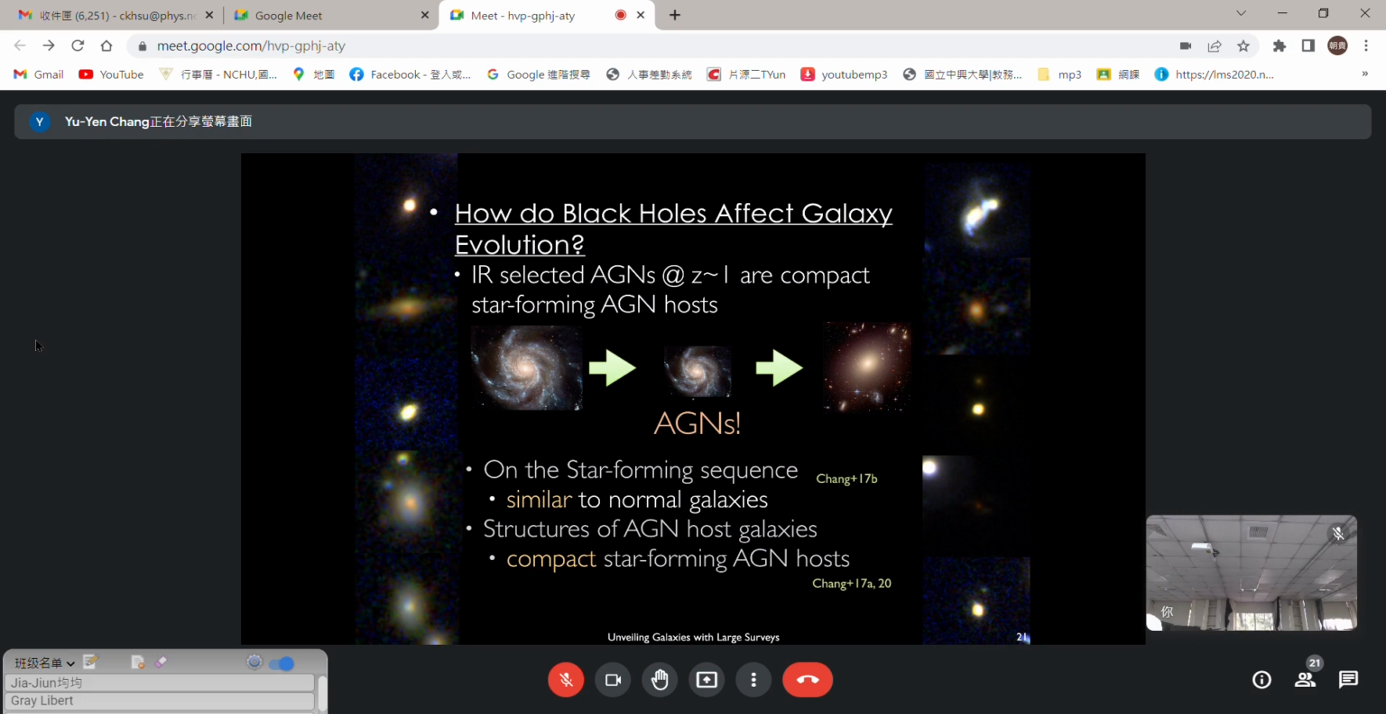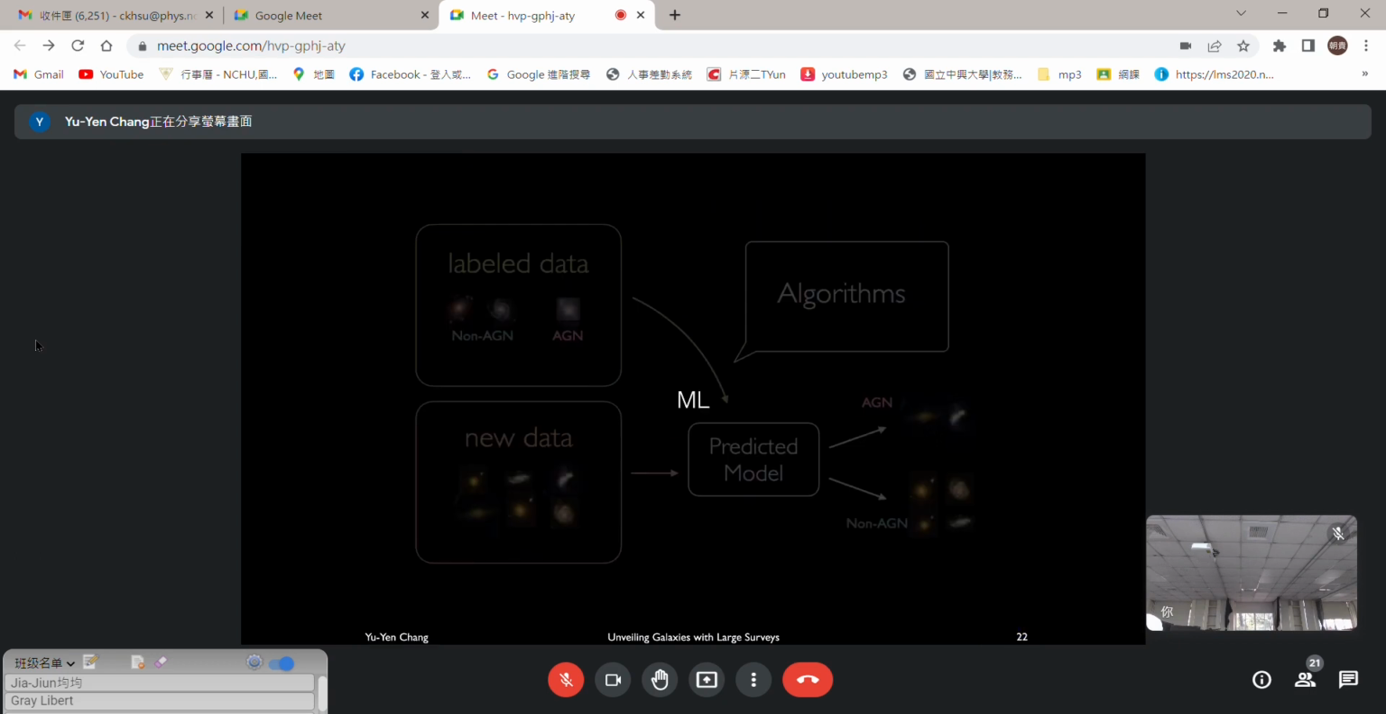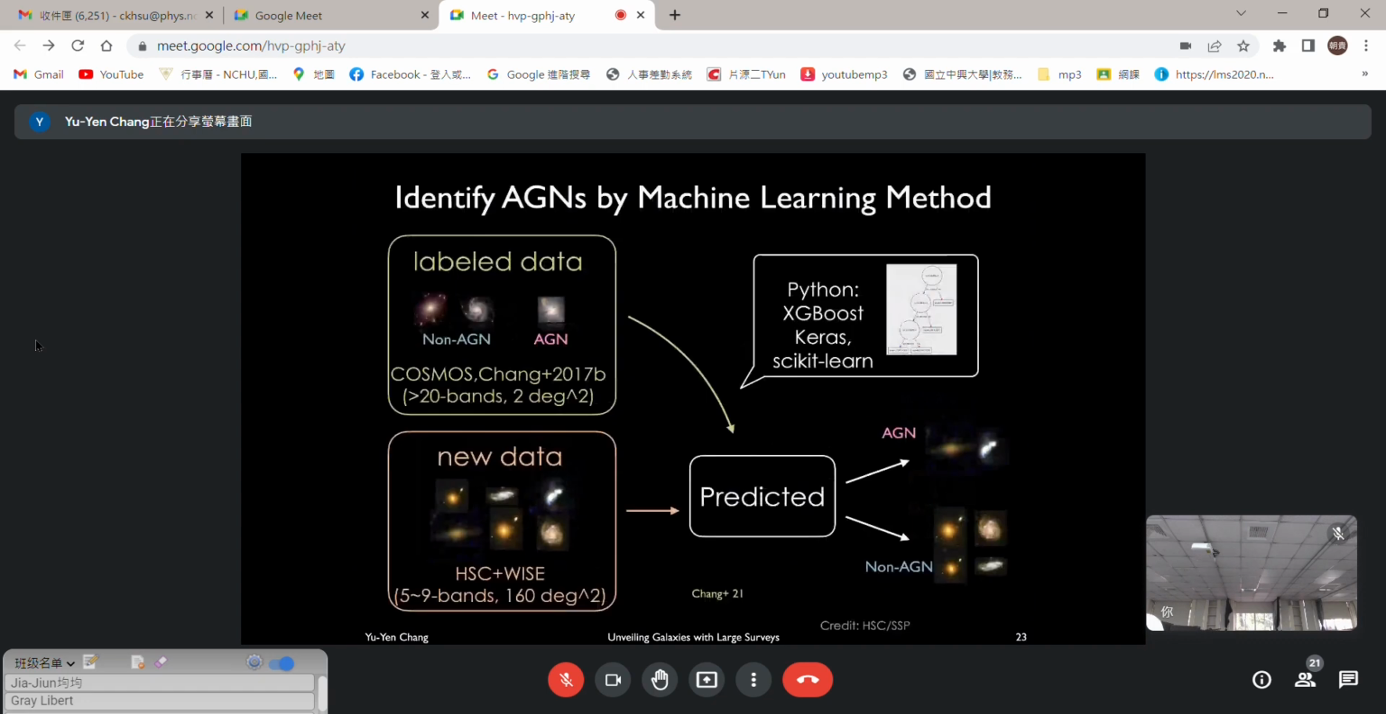Then, if we want to study more about this kind of subject, one thing we can do is to have a larger sample. So recently, we started to do some machine learning projects. The first project is to identify AGNs by machine learning methods.